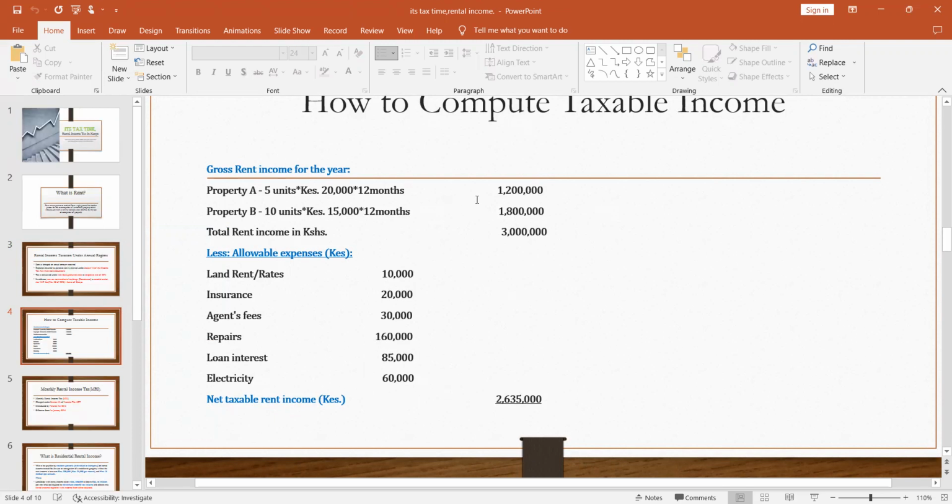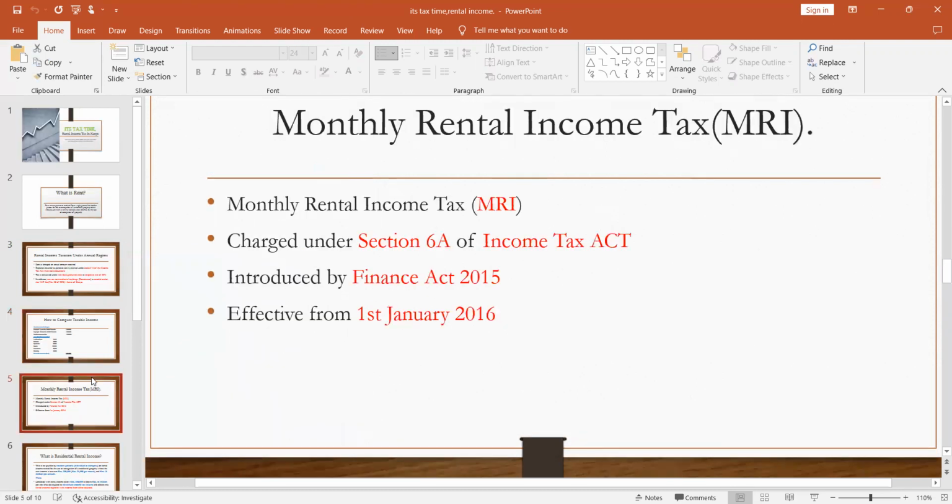And if you're able to take that route on a yearly basis, then expect this. And then monthly rental income tax. Apart from the annual regime, this is now what is in current force. So the act was changed, and you'll be able to see that one.